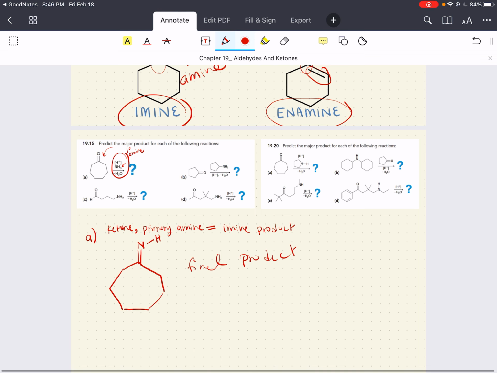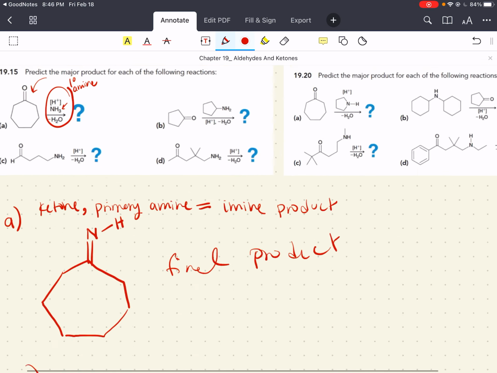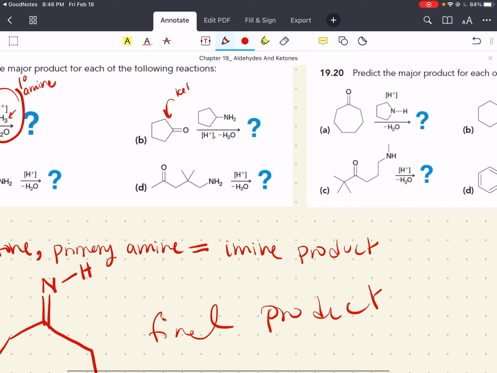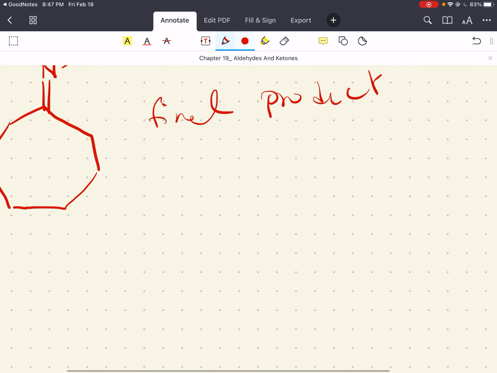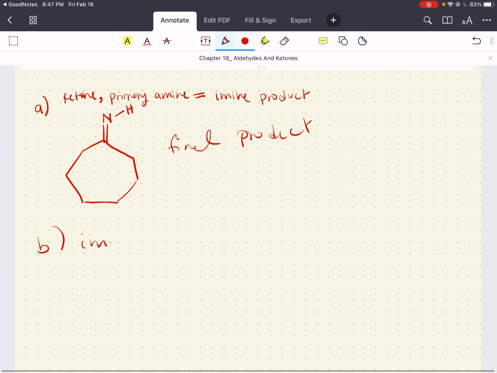Now what if we take B? Here's B. We have a ketone once again, and we're reacting it again with a primary amine. So we know ketone, primary amine. What we're going to get is an imine product.